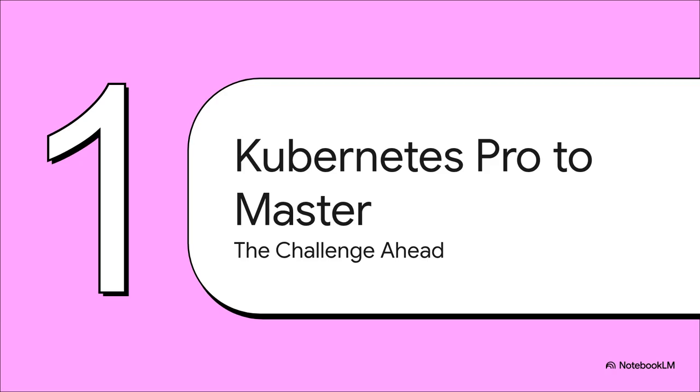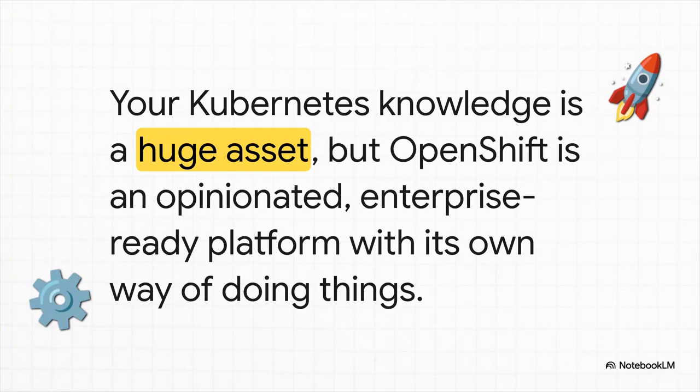All right, let's kick things off with Section 1, from Kubernetes Pro to Master. We're going to start by acknowledging the awesome foundation you already have, but also frame the new challenge that's in front of you. Look, your Kubernetes knowledge is without a doubt your biggest asset here, but here's the thing you have to grasp. OpenShift isn't just another Kubernetes distribution. It's the whole car, a fully assembled, opinionated, enterprise-ready machine built for security and productivity right out of the box. Kubernetes is the engine. OpenShift is the entire vehicle.